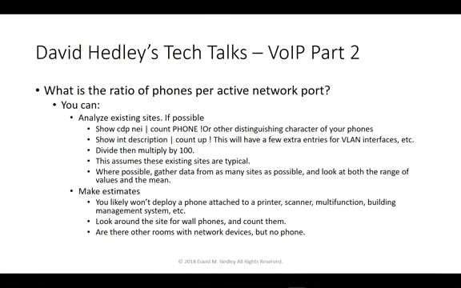Then I did show interface description, count up. There's a few extra things in there, like VLAN interfaces. I need to subtract that out. Divide the number of phones by the total number of active ports, multiply by 100, I get a percentage, right? Now, there's an assumption these sites are typical. And the more sites I was able to gather, the more closets, the more sites, the better I'm able to estimate both the range of values and the mean value.